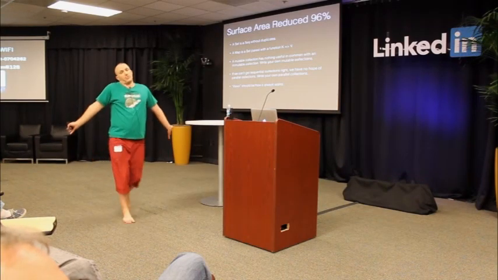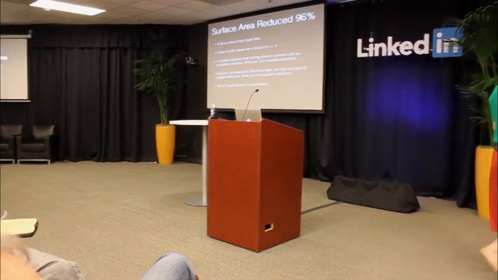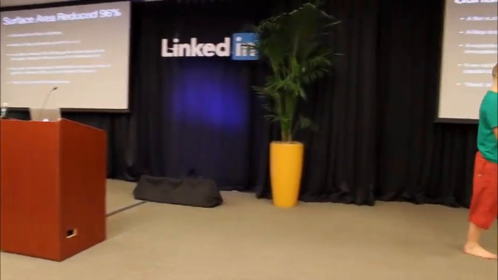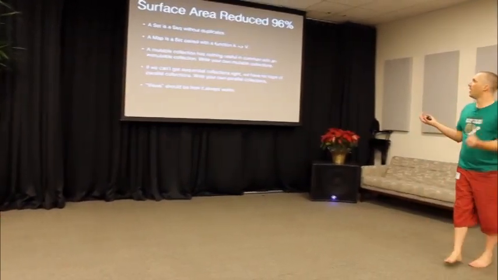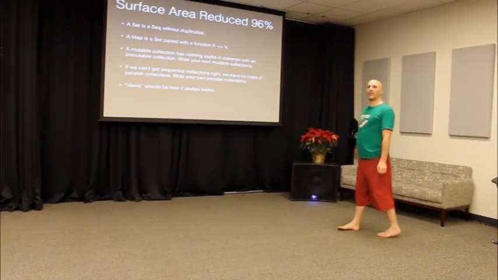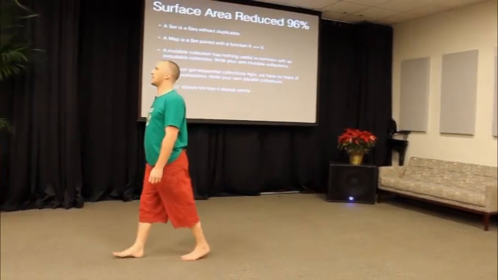So I look at that and say, well, a set is a sequence without duplicates. A map is a set with a buddy function that maps the keys to values. A mutable collection is useless to me, and I don't want to try to write it at the same time as immutable anyway. Write your own mutable collections.